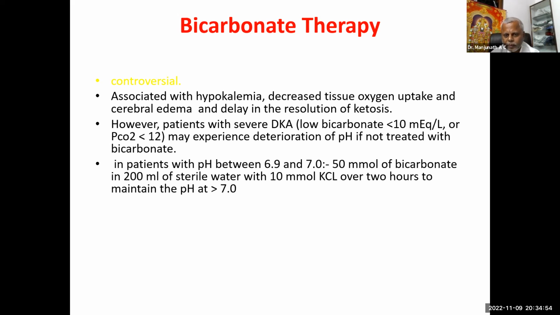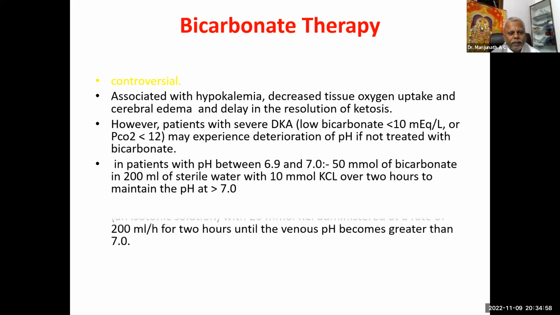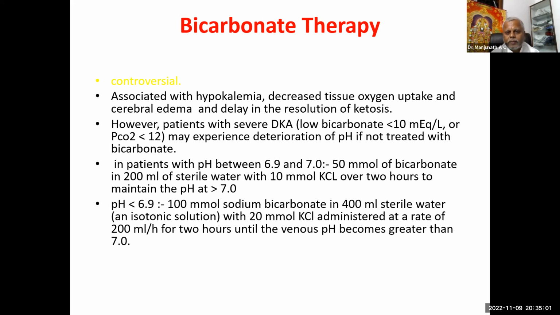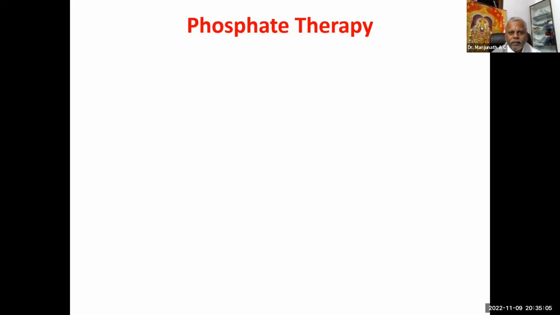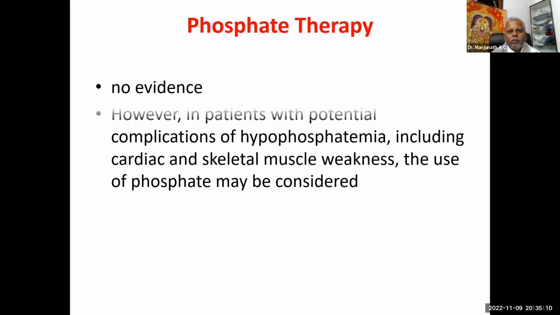If the pH is between 6.9 and 7, 50 millimoles of bicarbonate. If the pH is less than 6.9, 100 millimoles of sodium bicarbonate can be given. Phosphate therapy: there is no evidence to say that phosphate therapy is beneficial in these patients. However, in patients with hypophosphatemia, which has led to cardiac and skeletal muscle weakness, the use of phosphate may be considered. Otherwise, it has no role.